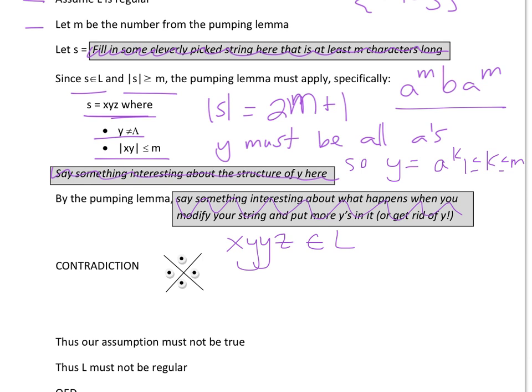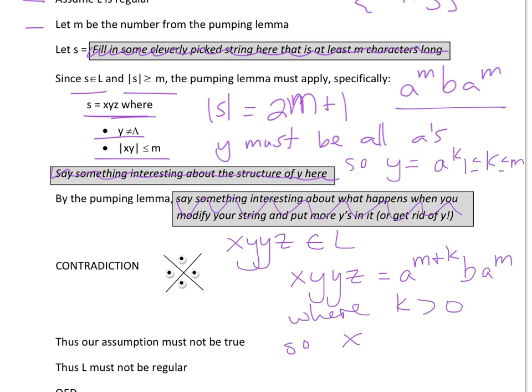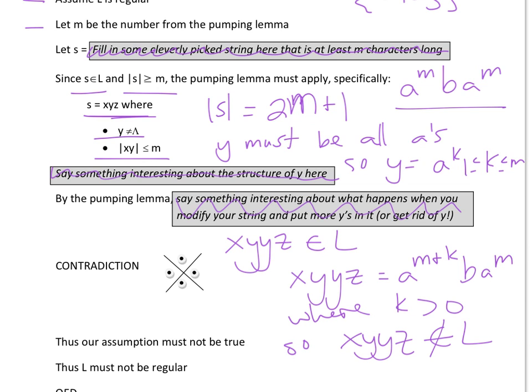What is x, y, y, z? Well, you should do the math out a little bit more so that you show me how you got this, but I'm just going to say x, y, y, z is a to the m plus k, b, a to the m, where k is greater than 0. So x, y, y, z is not in the language, right? And now we say, wait a minute, it's in the language, but it isn't, but it is, but it isn't.